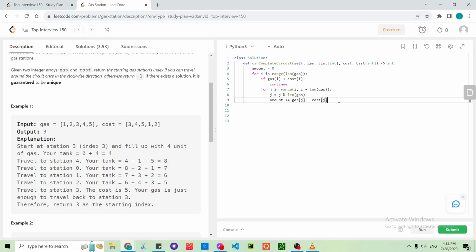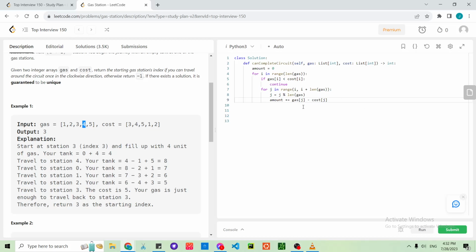So at any point, we need to handle when this amount goes to 0 or negative. So this is still good. But in this example, it actually does not go to negative. It goes to exactly 0 when it's back.